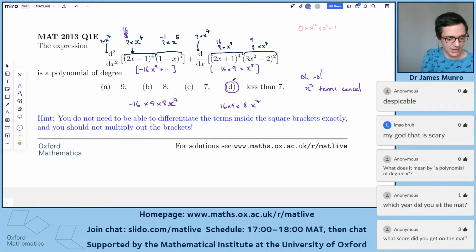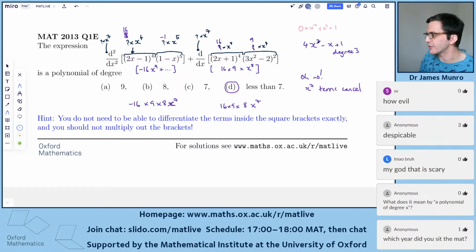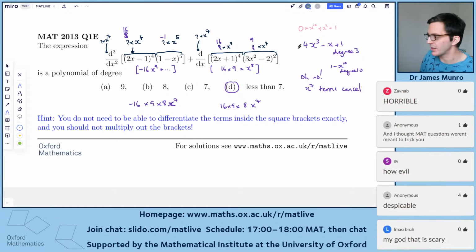Okay. Good. Somebody's asked, what does it mean to be a polynomial of degree x? And that's the highest degree. So this is a polynomial of degree 3 because the highest power is 3. Actually, if I can put a 4 in here as well, it's still a polynomial of degree 3. And this is a polynomial of degree 10. The terms don't have to be written in order. It's the highest power of x that appears in that polynomial. Okay. Quick note on what degree is, which is also somewhere in the revision page a couple of pages ago.